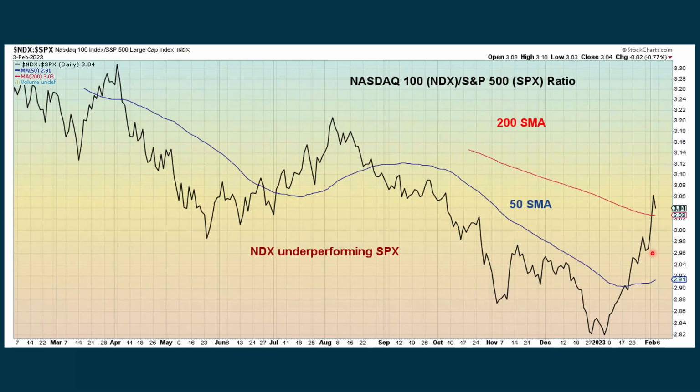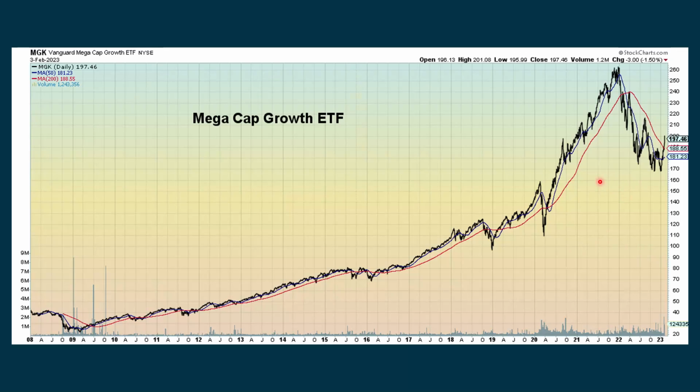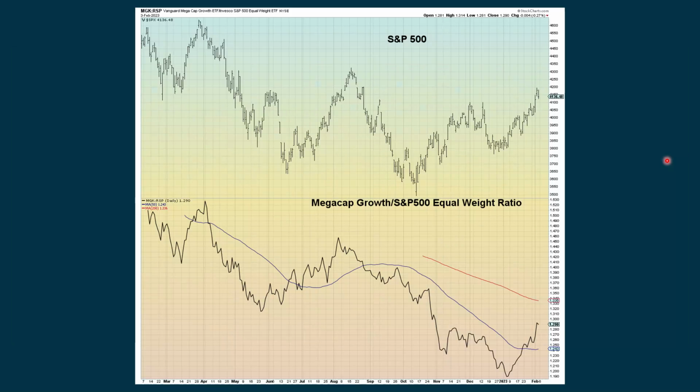The Nasdaq 100 continues to underperform the S&P 500, but we're seeing a lot of strength since the beginning of the year, though not enough to give us a golden cross. The S&P 500 against other stocks, here's the mega cap growth ETF. These are the real big companies: Apple, Microsoft, Google. We've been seeing some recent strength here, but not enough yet to give us a golden cross.